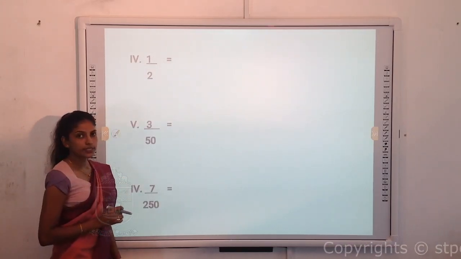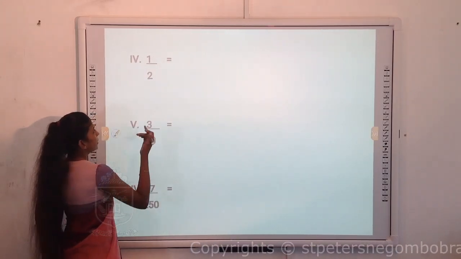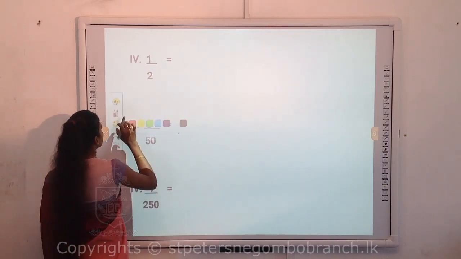Right, 3 more examples are there. So how can we make an equivalent fraction for half?